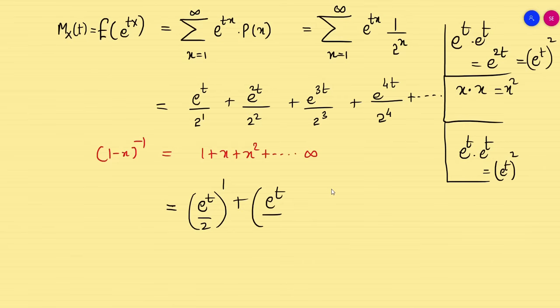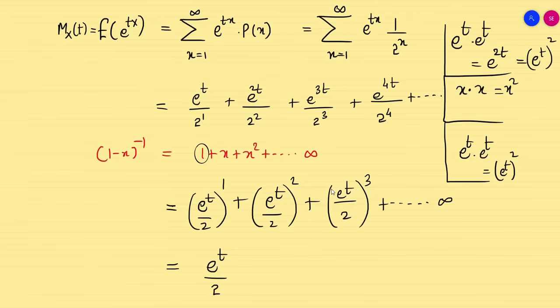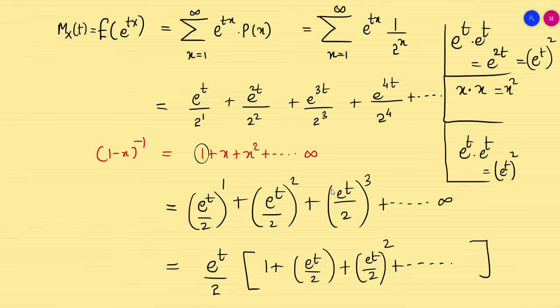So e power t, here also the denominator squared, so whole square. e power t by 2 whole cube, etc., it goes up to infinity. Now the problem is, I had the first term as 1, but here I don't have the first term. So what I will do, I'll take this e power t by 2 commonly out. So I'll be having 1 plus e power t by 2 plus e power t by 2 whole square, etc.